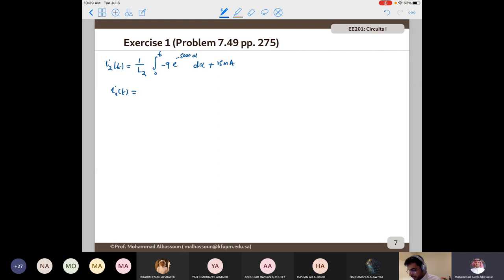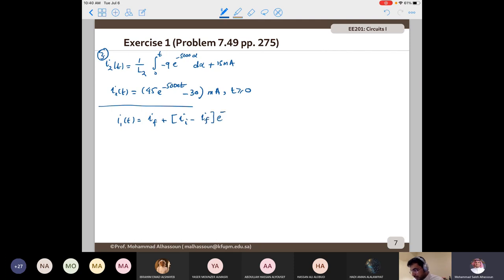So if we solve for it, we'll end up with 45. Note that one thing here, this is I2. Note that one thing here: you can actually find I1 and I2 using the standard way, meaning that I1 of t would be I final plus I initial minus I final, multiplied by the time constant. So it's going to be exactly the same time constant.